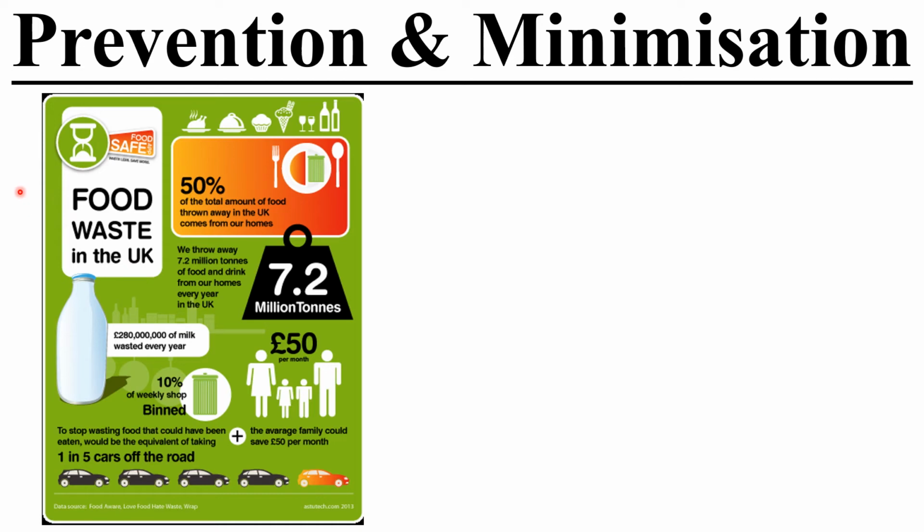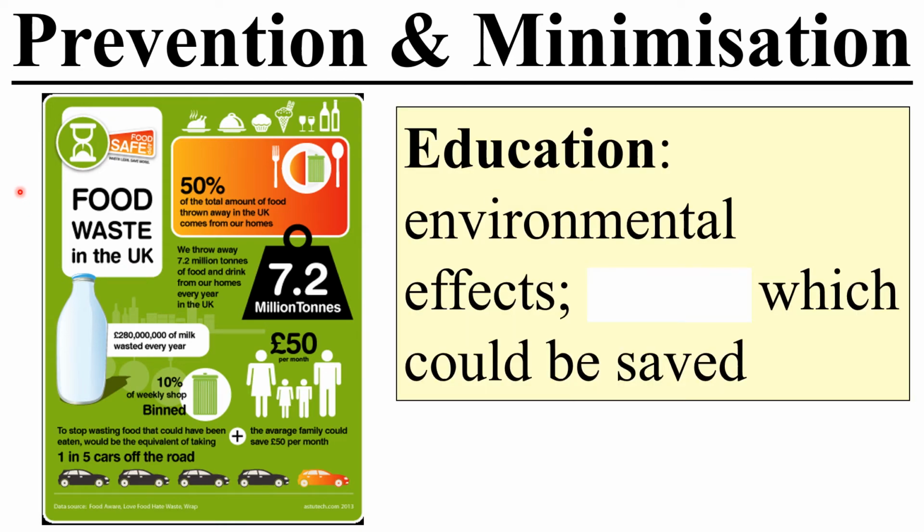So that's a simple thing at the top of the waste hierarchy. So you've got education, just letting people know this. So the environmental effects: if you didn't waste that, it'd be the equivalent of having 20% fewer cars on the road. And also, a big thing would be to be aware of, if you're just a bit more sensible, how much money could be saved every month.